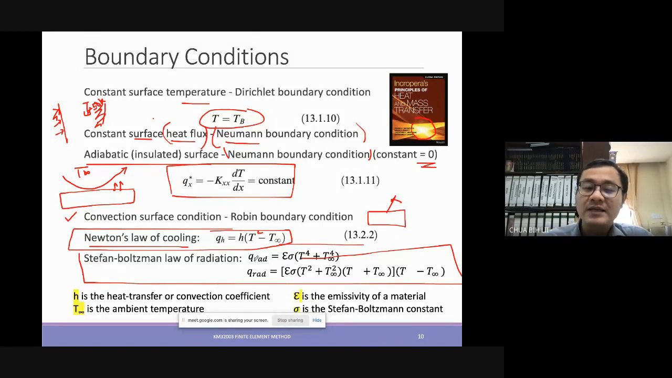We can estimate it by the Stefan-Boltzmann constant multiplied by the emissivity of the material, multiplied by this. Again, the T infinity is the ambient temperature or the room temperature. So this is how you can implement them according to different situations that you would want to consider. If you want to refer to all these boundary conditions, I would suggest that you look into this book, Incropera, Principles of Heat and Mass Transfer.